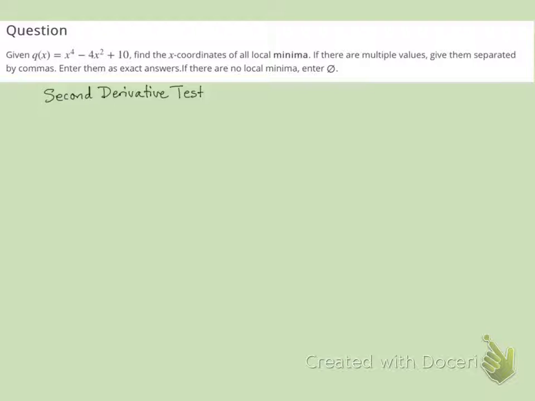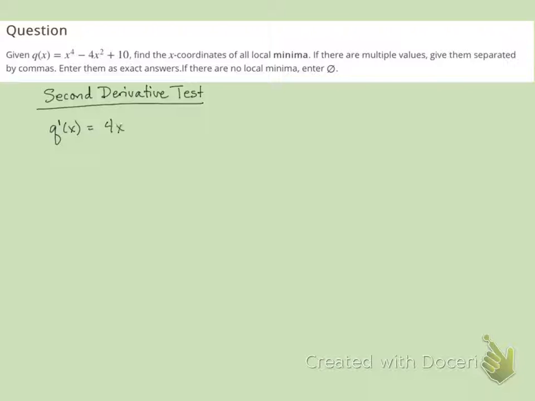So the second derivative test says that we want to find the critical values for this function. And if we put those into the second derivative and we get a positive value, then we have a local minimum. And if we put a critical value into the second derivative and we get a negative value, then we have a local max. So let's find the first derivative so that we can find our critical values.